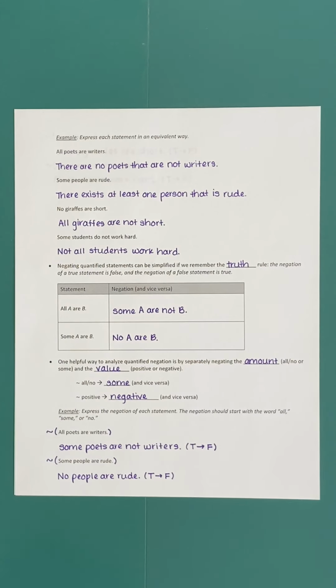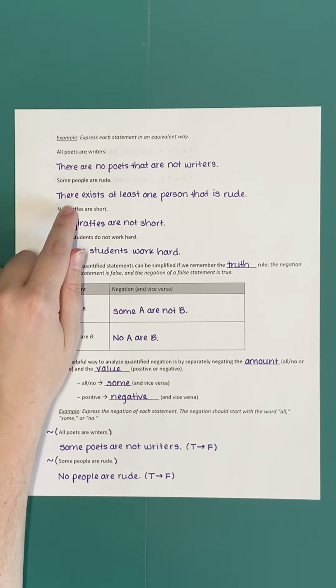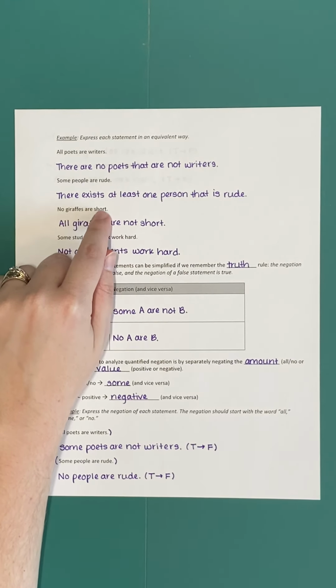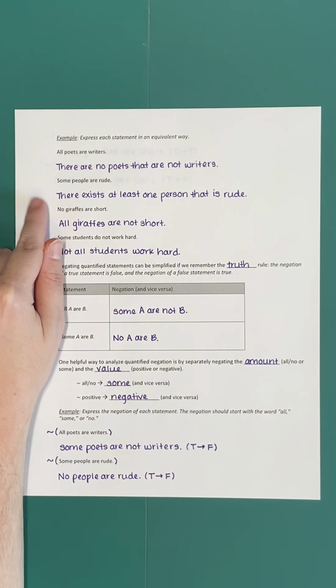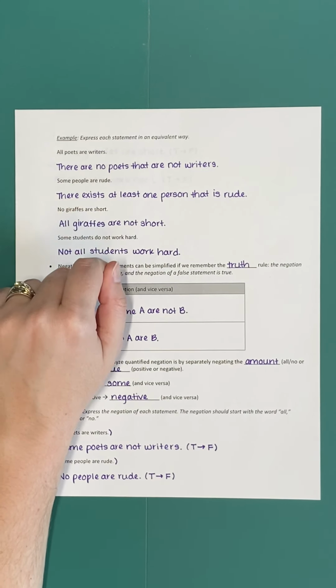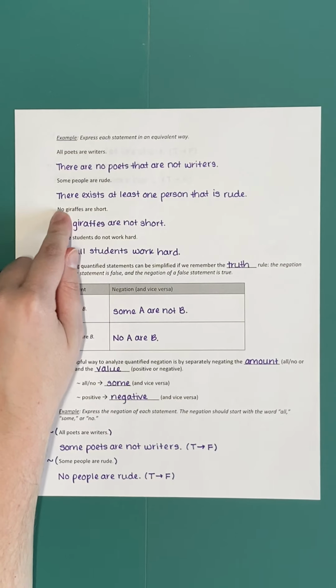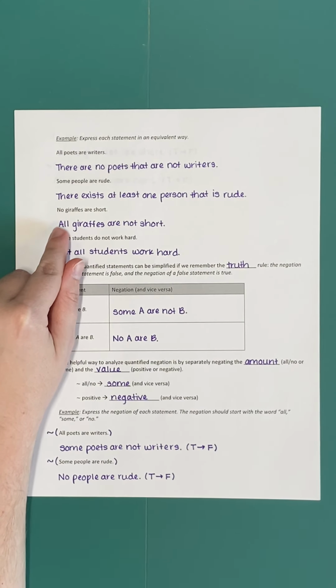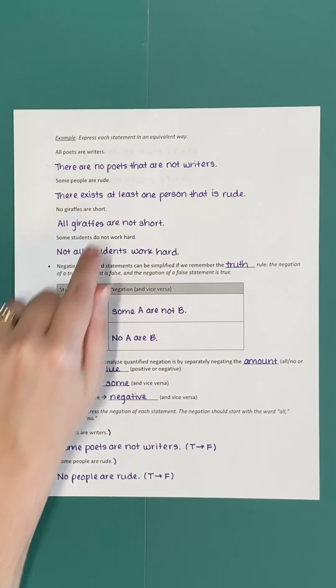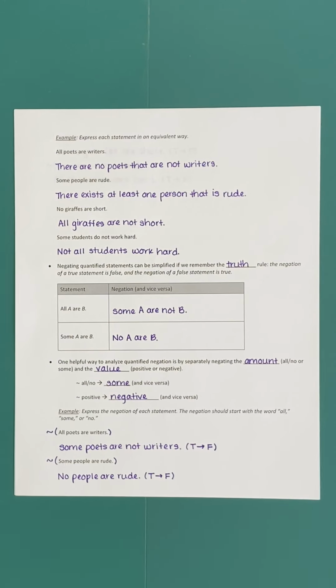So whenever we change the wording, we're changing the words that quantify the statement, not the actual words that give the statement its content. We want to include all of those keywords. So here the keywords are giraffes and short. When we express this statement in an equivalent way, those two words still need to be there. What changes is that no is now expressed as all or not. That's what's being changed when we're communicating this idea in a different way.